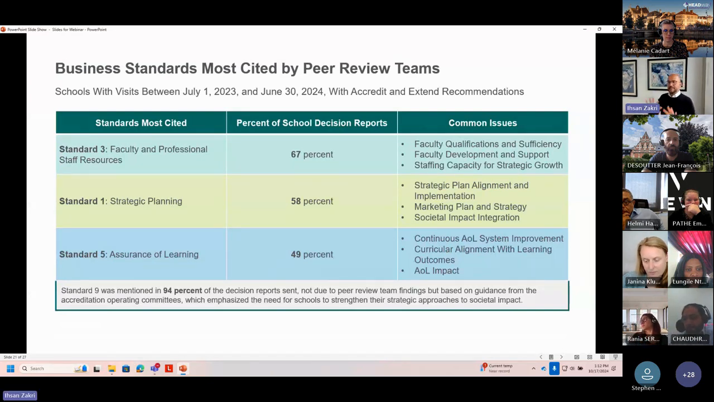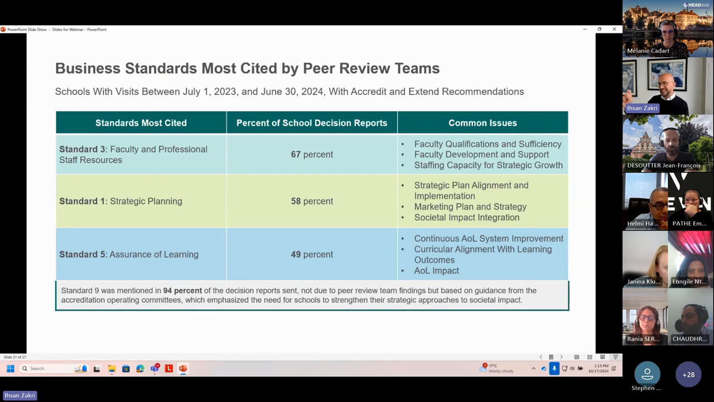I like this one. This is my favorite. It shows which are the most cited standards in the reports. So the peer review team, they visit your school, initial or re-accreditation. They give recommendations for the next accreditation cycle. And these are the top 3 recommendations. And surprise, surprise, standard 3 is number 1. And that's why we're here. So it's good to have the knowledge about it, to know how to manage the reporting.